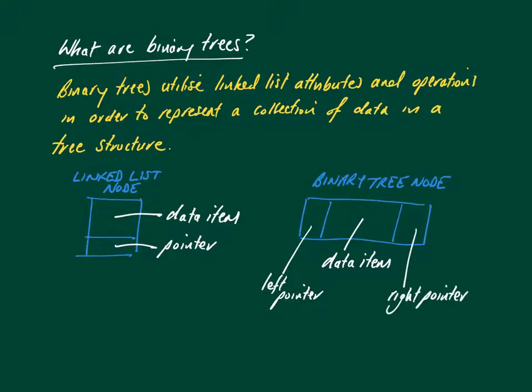And the difference between a linked list node and a binary tree node is essentially that the binary tree node has two pointers. Because binary has two possible values, a binary tree node has a left pointer which goes one way and a right pointer which goes the other way. And these can be combined into a tree structure, as you're going to see on the next slide.